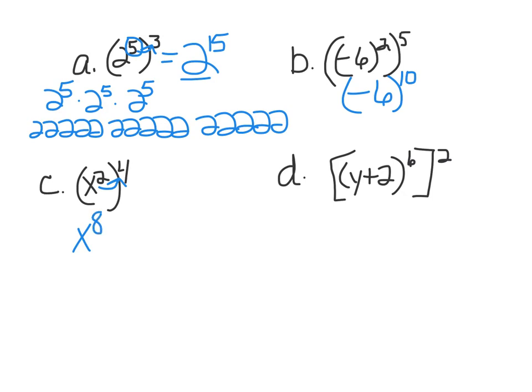D looks slightly different because our base number is a quantity. The base number is y plus 2. And that quantity is raised to the 6th power, and then that power is raised to another power of 2. So you have 6 times 2, which is 12.